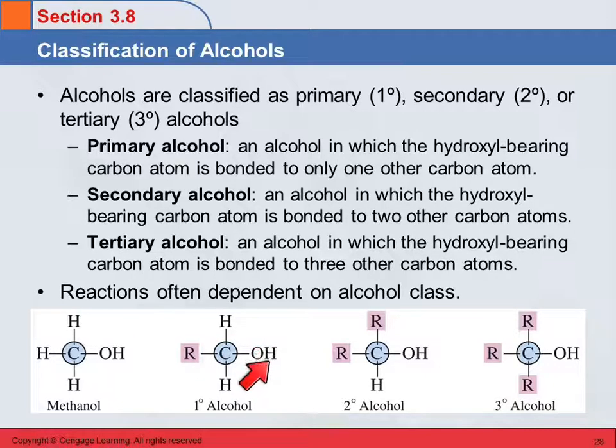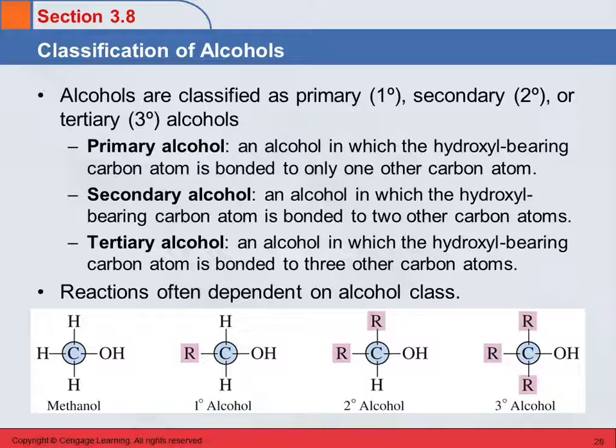So here's the carbon that the hydroxyl group is attached to, and we look and we see how many other carbons are attached to that carbon. Well, here there's one. So that's primary. This is a secondary alcohol where we have two carbons. So R can stand for methyl or ethyl or propyl or dodecyl or any of those. And here a tertiary alcohol, and we've got three different carbons attached to the carbon with the hydroxyl group.